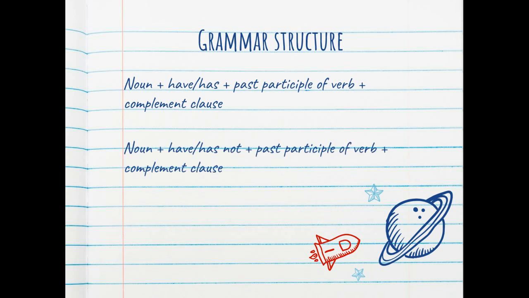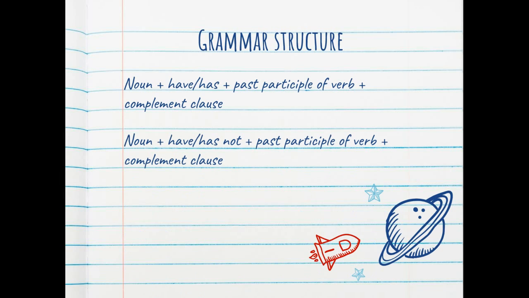Now, when it comes to negative structures, okay, we are going to use again our noun followed by have or has. The difference is that we're going to be adding the negative particle not to the verb have or has. After that, again, we're going to add our past participle of the verb followed by our complement clause.